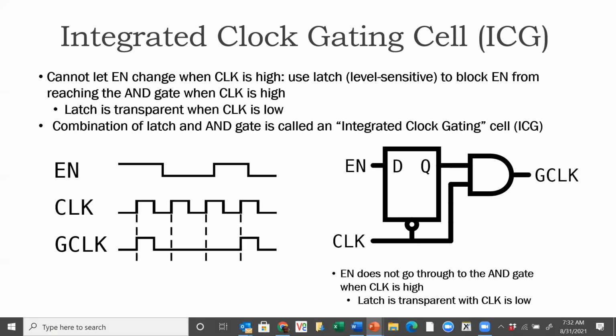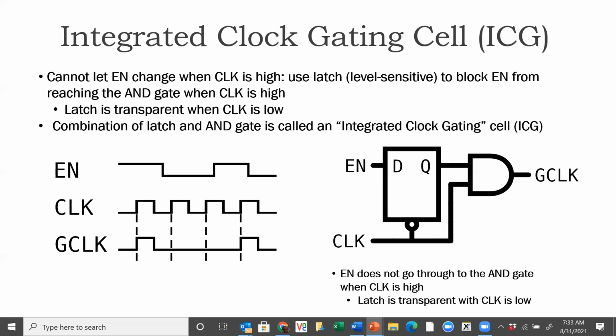So this is a very simple and obvious way to block enable from going to the AND gate when the clock is high, because the latch is only transparent when the clock is low. You don't mind the input to the AND gate changing when the clock is low. The problem is only the enable input to the AND gate changing when the clock is high. And we have taken care of that problem by introducing this level sensitive latch, which is transparent when low. Okay. So now you will not have the spurious glitchy outputs at GCLK, the gated clock.